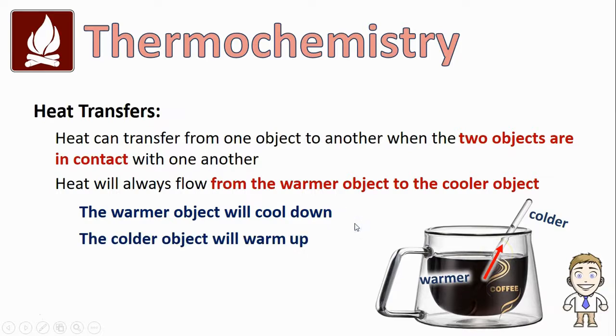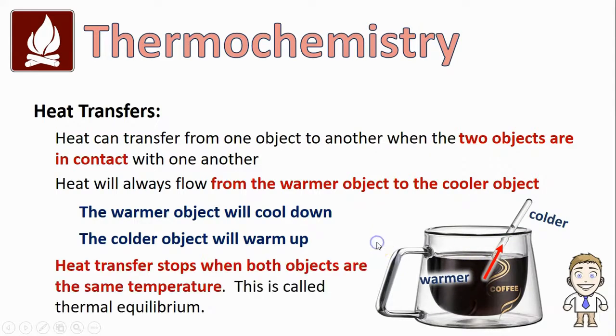At the same time, the colder object will warm up. The spoon started colder, but it's now getting heat transferred to it from the coffee, so the spoon will get warmer. And this heat transfer happens until both objects are the same temperature. Once they're the same temperature, there's no more direction for the heat to flow. This is called thermal equilibrium.